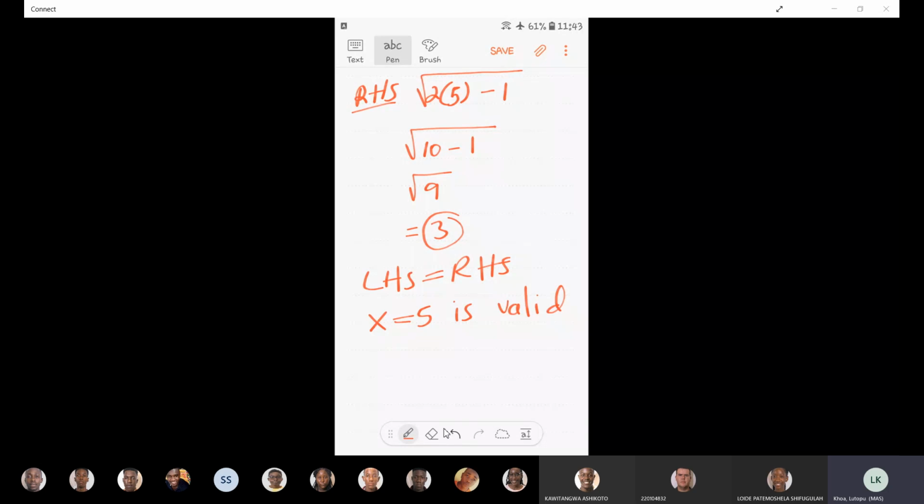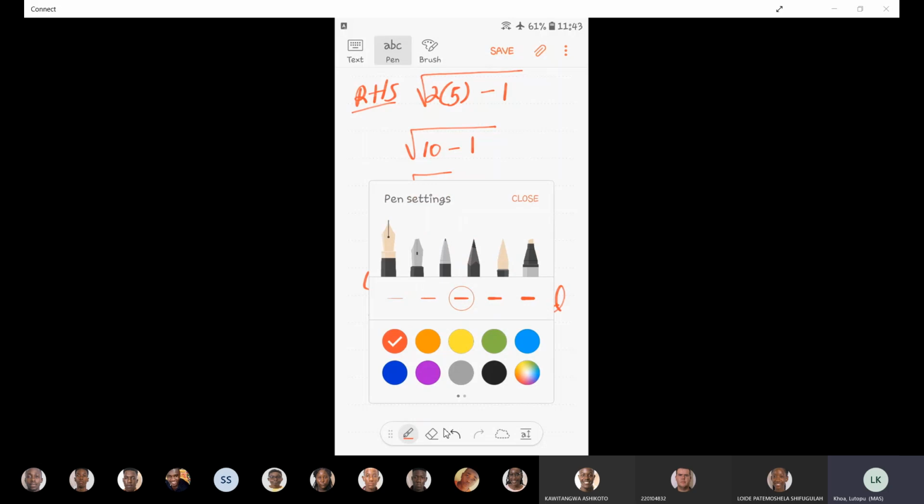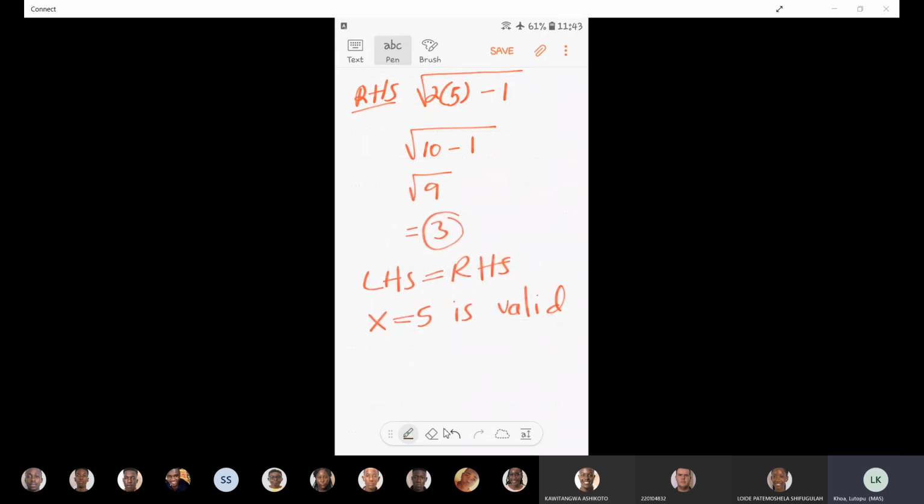That's it. So you need to check your work and see if it is correct. Do not just give me x is equal to 1 and x is equal to 5 and I must decide whether both or one of them or neither of them is valid. So you need to check and make sure that they are valid. Okay, so you can say x is equal to 5 is the only solution.